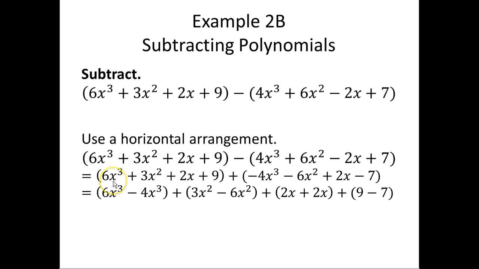So notice I have 6x cubed, so my x cubed term combines with this x cubed term from the other polynomial. So I get 6x cubed minus 4x cubed, which is this, and then I have my x squared term from this polynomial combined with the x squared term from this polynomial, and so on and so forth down the line. Simplifying these, I get this polynomial here as a result of subtracting these two.